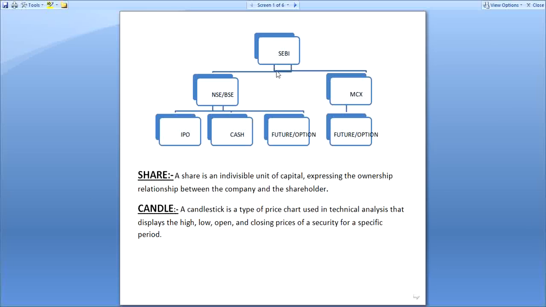Mostly the share market is regulated by SEBI. It's completely regulated by SEBI. SEBI is the Securities and Exchange Board of India. In India, the shares are traded on two exchanges, NSE and BSE, the National Stock Exchange and Bombay Stock Exchange, and MCX. MCX is the Multi Commodity Exchange, where commodities are traded.